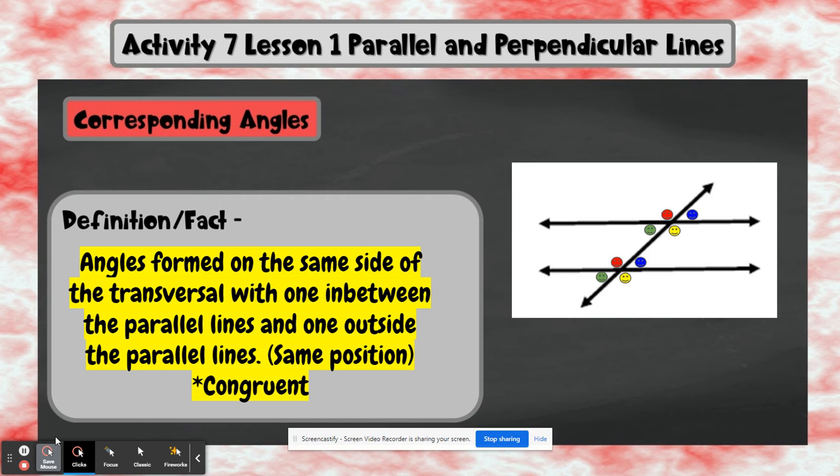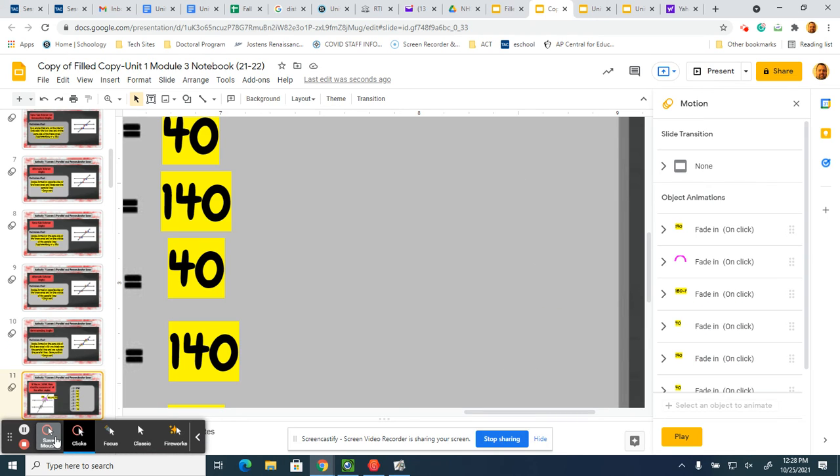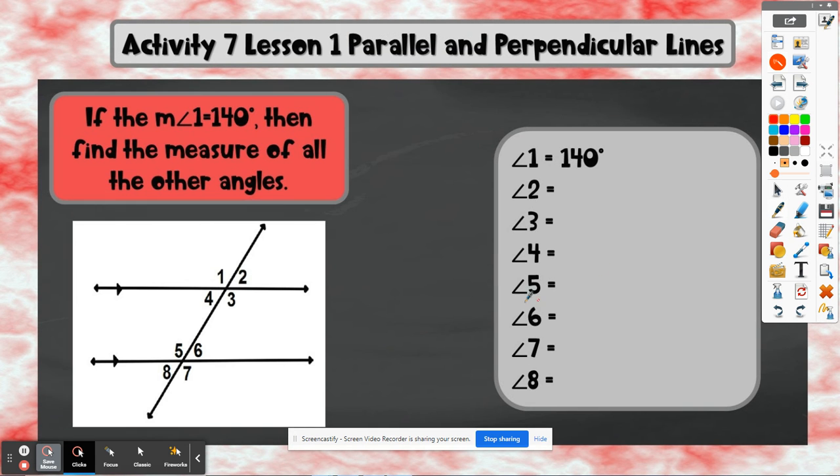Now, the reason that we're doing this is if I know the measure of only one of these 8 angles, I can find all of them. Depending on which way that you use them, we can also use the definition of vertical angles. We can use several different ways of doing this. Okay, so let's look at this slide right here. So this gives us one angle. Angle 1 is 140 degrees.